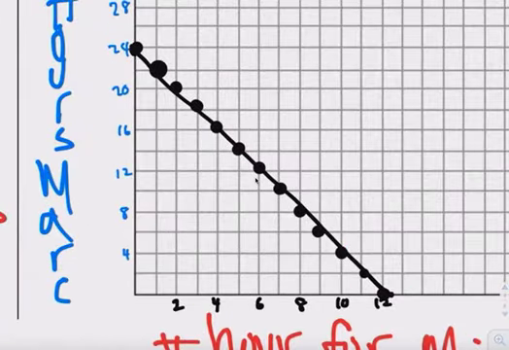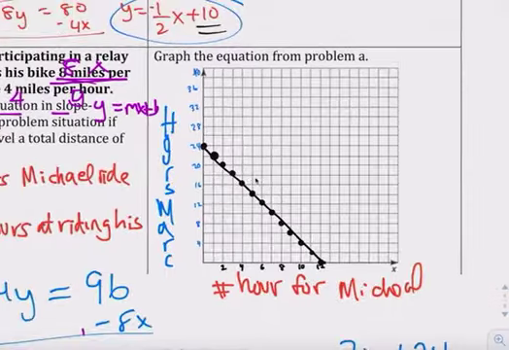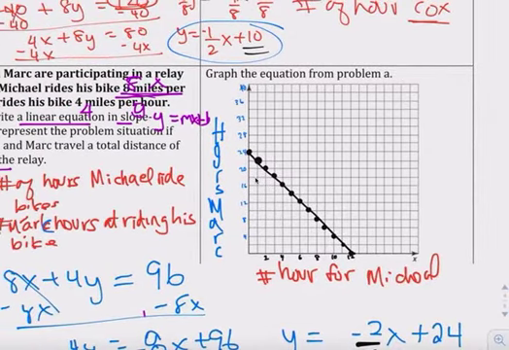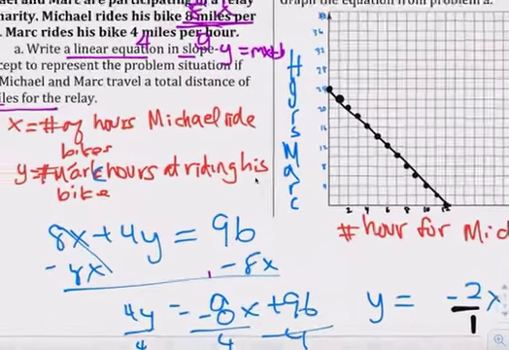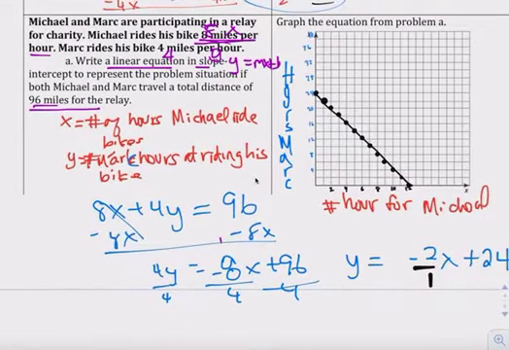This here, Mark runs 24 hours. Mark would need to ride 24 hours to get a total of 96 for himself if he rode it alone. Well, Michael only has to do 12 hours. That's what the graph looks like. Okay?